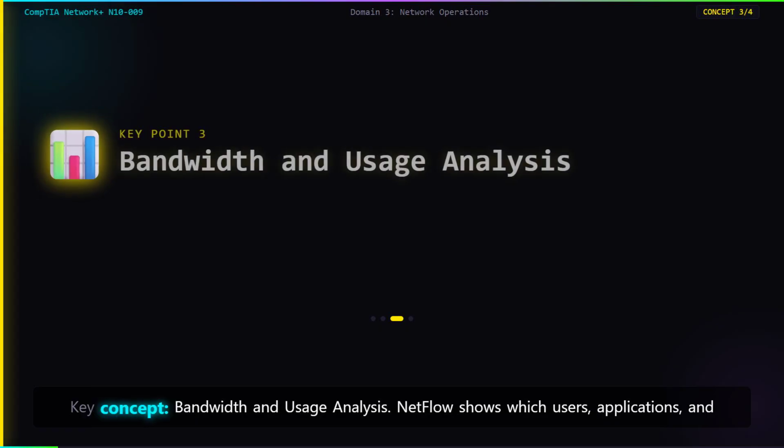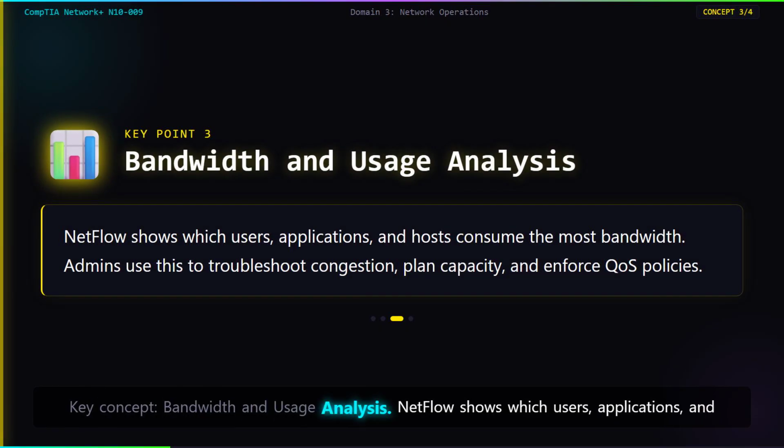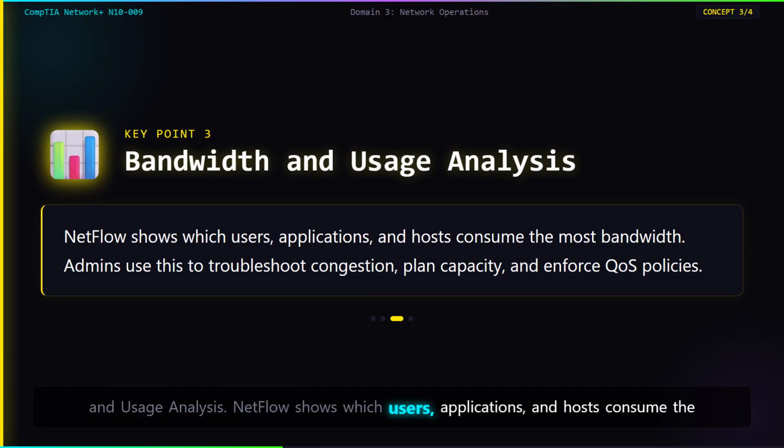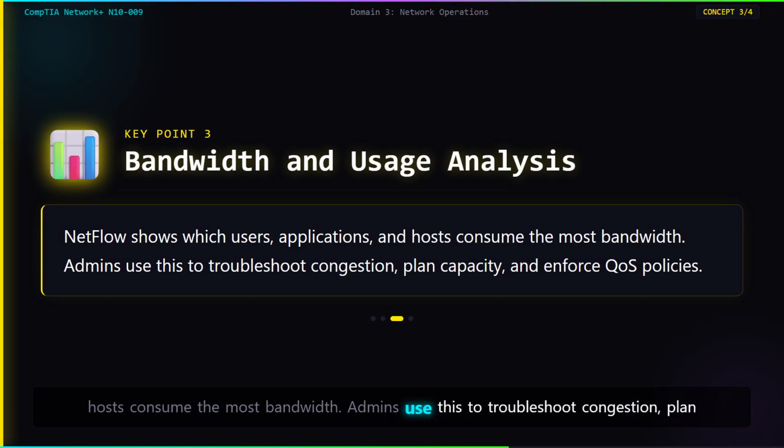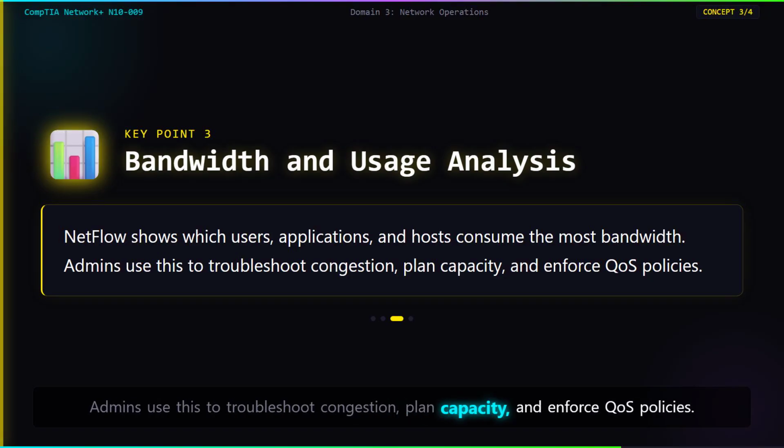Key concept: bandwidth and usage analysis. NetFlow shows which users, applications, and hosts consume the most bandwidth. Admins use this to troubleshoot congestion, plan capacity, and enforce QoS policies.